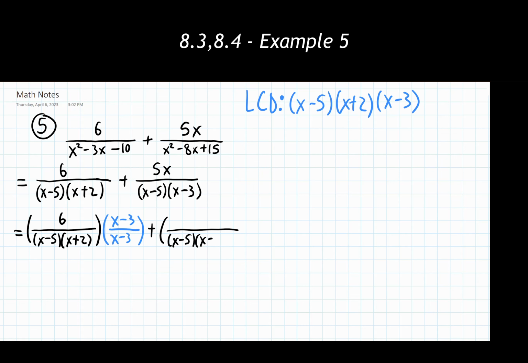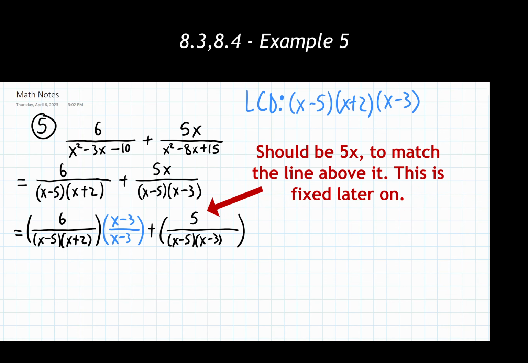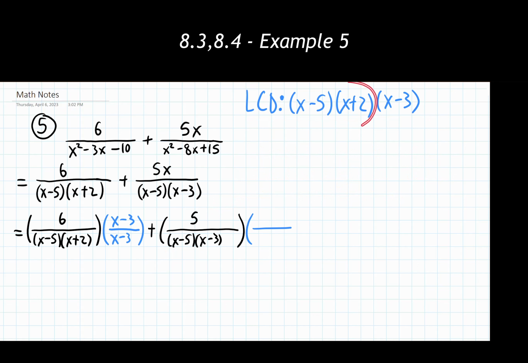And then we're applying the same thinking with the second rational expression. What does it need to be multiplied by so the denominator down here is the same as this lowest common denominator? And we're seeing that it's missing an x plus 2. So that means the numerator and the denominator of the second rational expression is going to be multiplied by x plus 2.